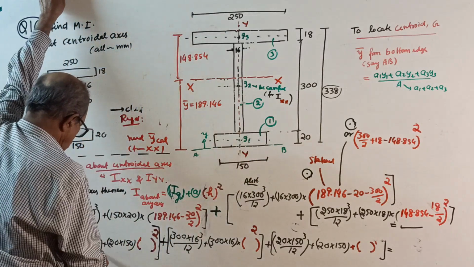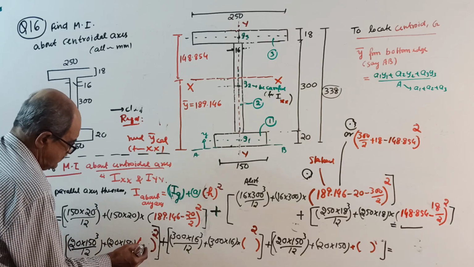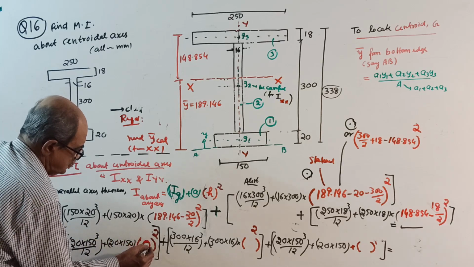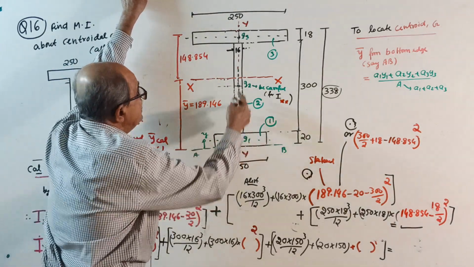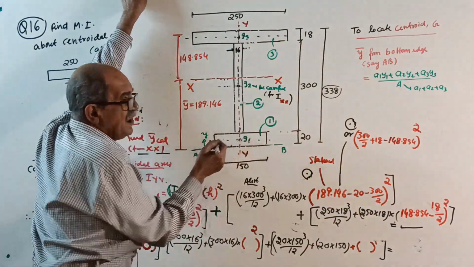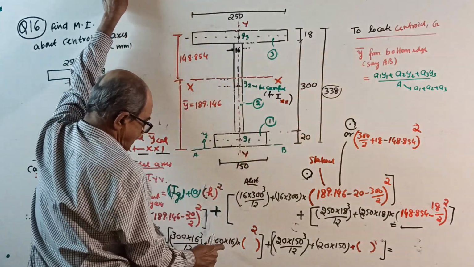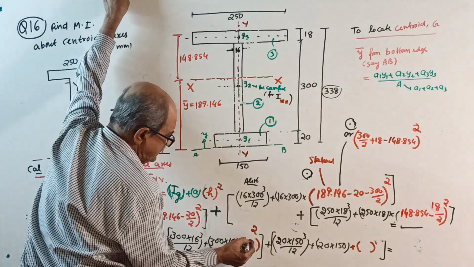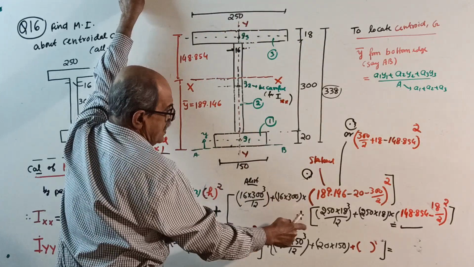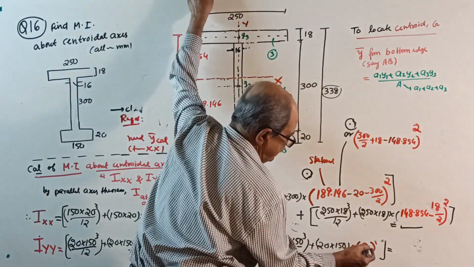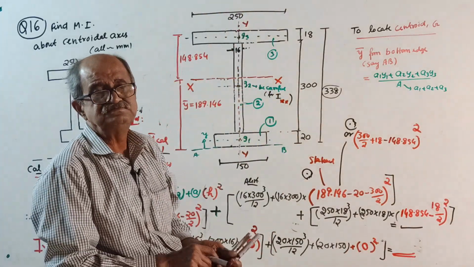20 into 150 cube by 12 plus area into 0 square. Why 0? From G1, the perpendicular distance to the y axis, G1 lies on y. Then here 300 into 16 cube by 12 plus area into once again 0 square, 18 into 250 cube by 12 plus area into 0 square. You get Iyy. Calculate the answer.